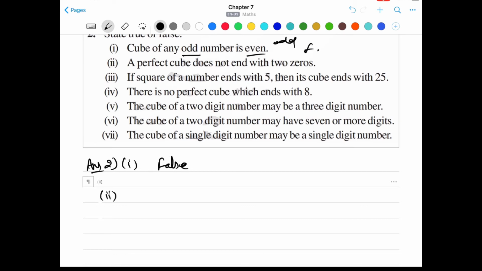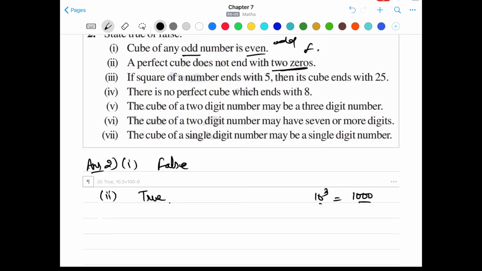Now come to the second one. The second statement is: a perfect cube does not end with two zeros. This one is true. Why is this true? Because when you find the cube of any number having 0 at the end, in the cube of that number you will have 3 zeros, not 2. See, if we find the cube of number 10, which has one 0, its cube, which equals 1000, will have 3 zeros. It cannot have 2 zeros.